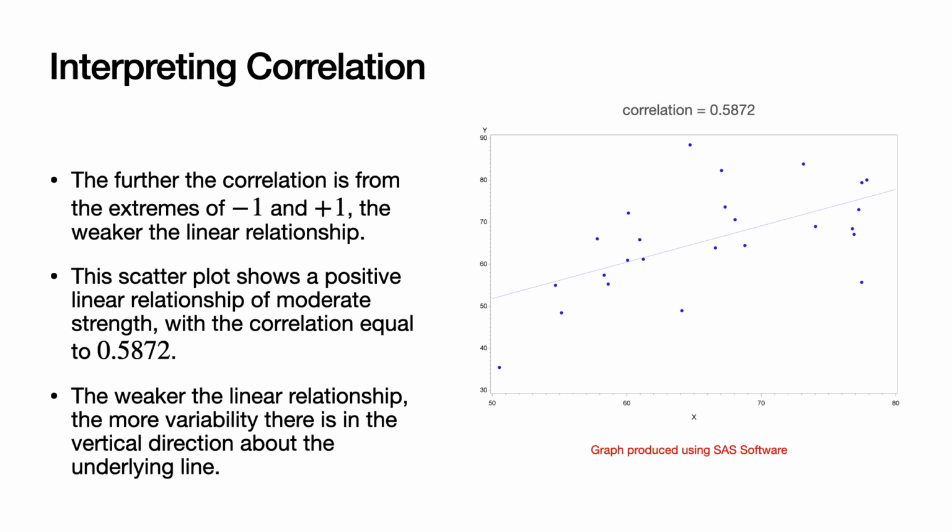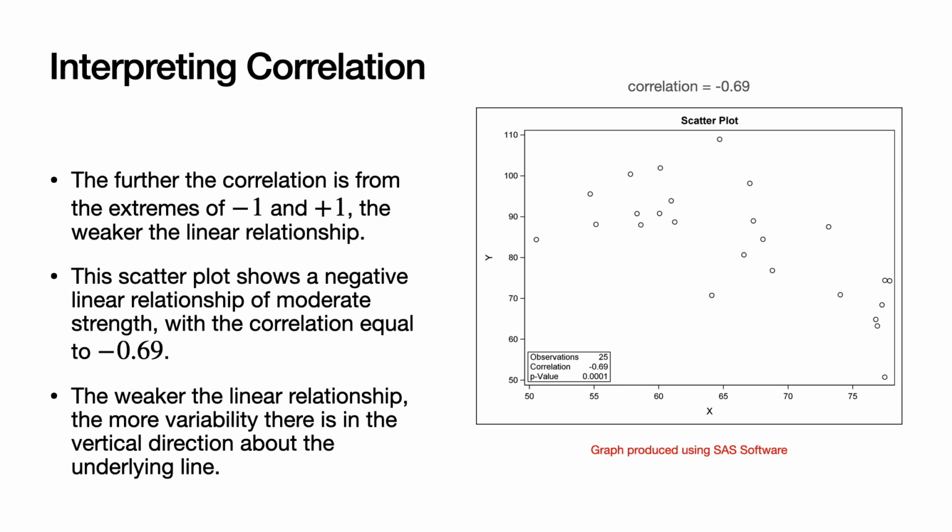And so we see here that the weaker the linear relationship, the more variability there is in the vertical direction about the underlying line, and the value of the correlation is going to be attenuated. It's going to get closer to zero. In the previous examples, the absolute value of the correlation was around 0.99, but here it's 0.59.